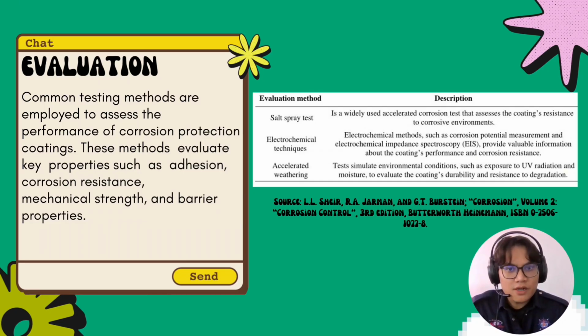So, what is salt spray test? Salt spray test is a widely used accelerated corrosion test that assesses the coating resistance to corrosive environments. So next, electrochemical technique. Electrochemical methods such as corrosion potential measurement and electrochemical impedance spectroscopy (EIS) provide valuable information about the coating performance and corrosion resistance.